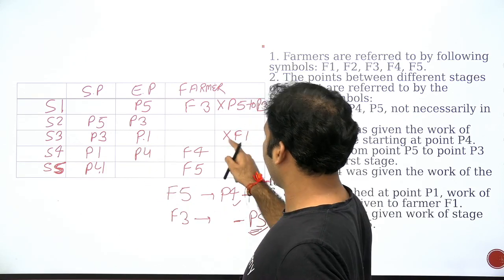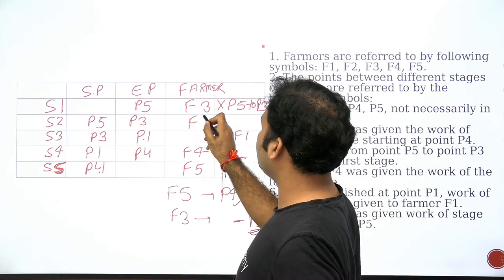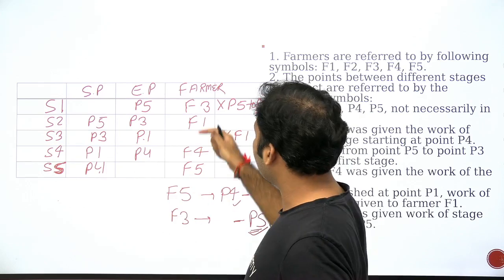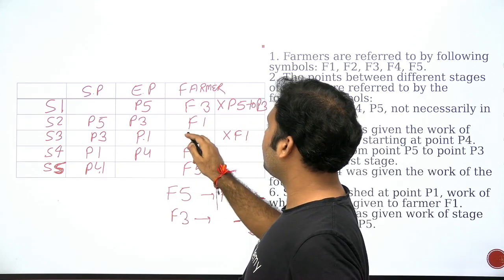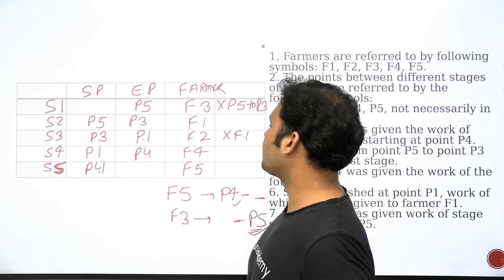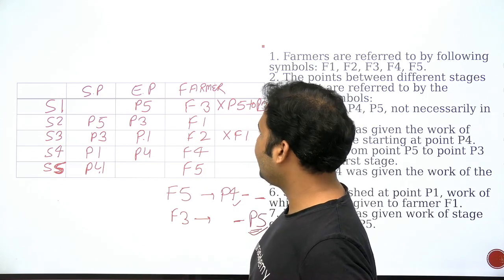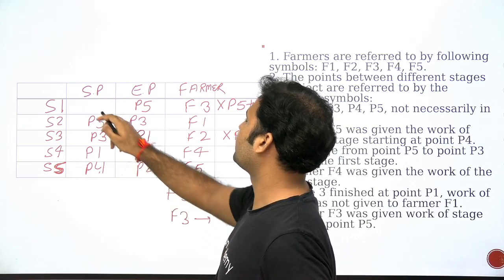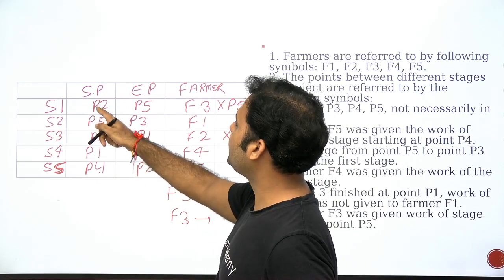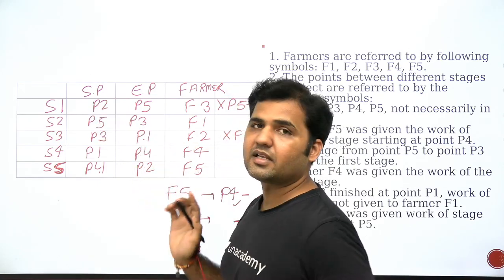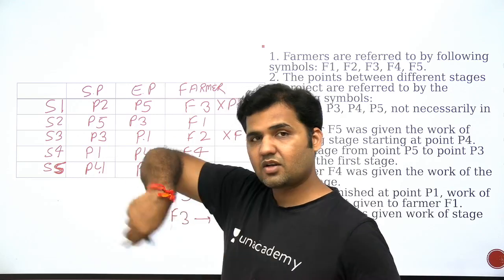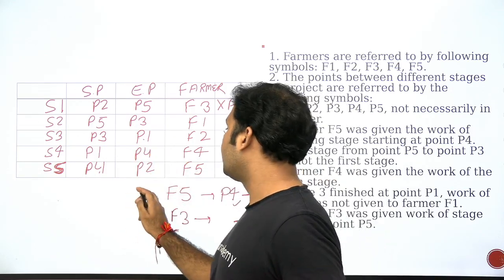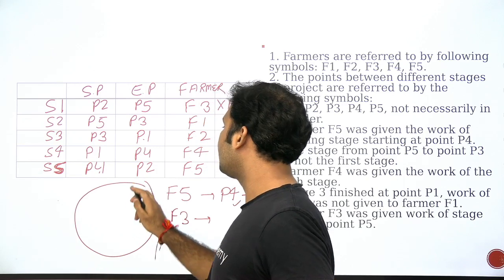Now you see that F1 cannot come here, so this is the only option for F1. So F1, F3, F4, F5 all done. We are left with F2 here, so F2 will come over here. And the stage that we are left with is P2. So P2 will come here as well as here. You started from P2 and ended up on P2 because this is a circular field, right? So this is how the complete structure will be made.